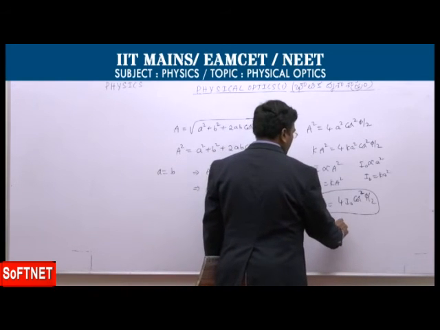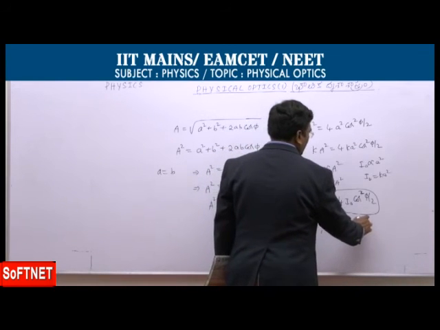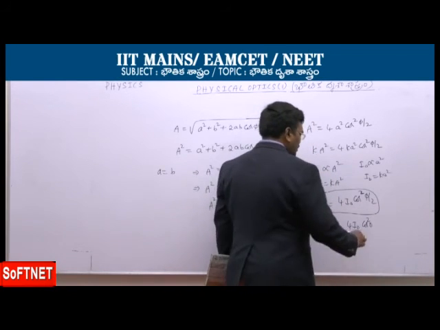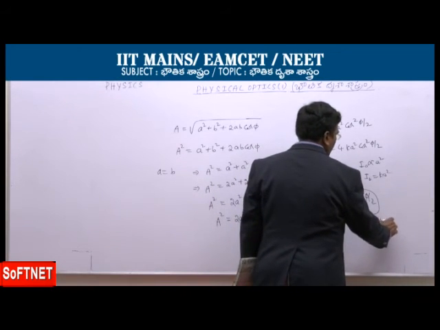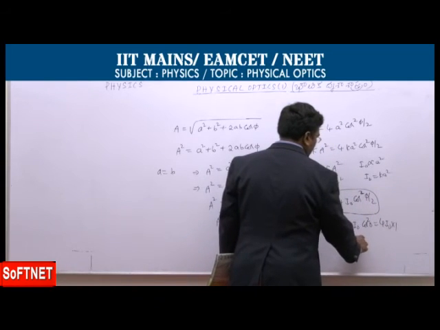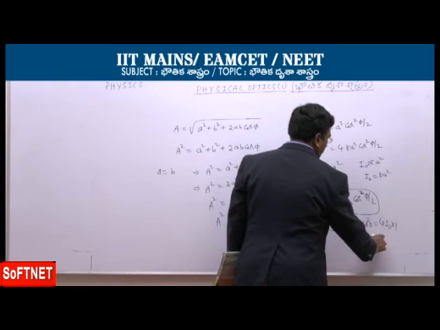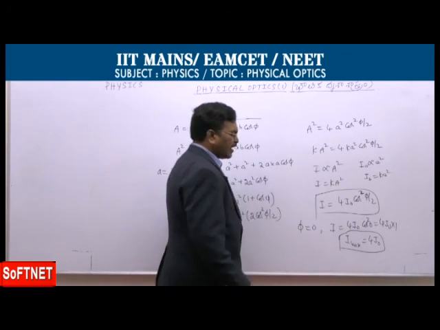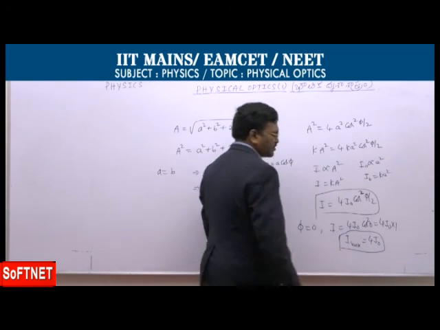So, intensity becomes what? 4 I naught into cos square 0. Cos 0 is 1. So, we are getting 4 I naught into 1. So, what we are getting now? Maximum intensity, the intensity of the central bright fringe. I maximum is equal to 4 I naught.